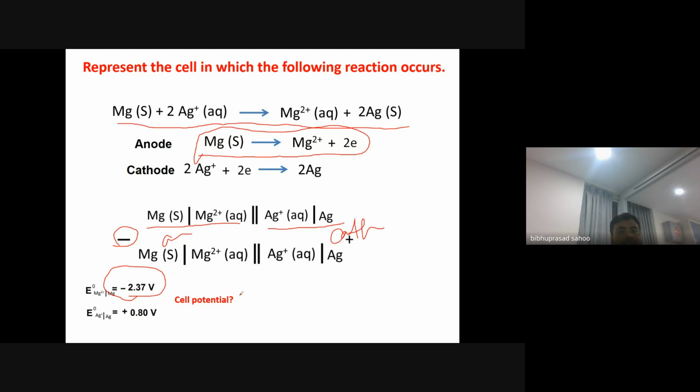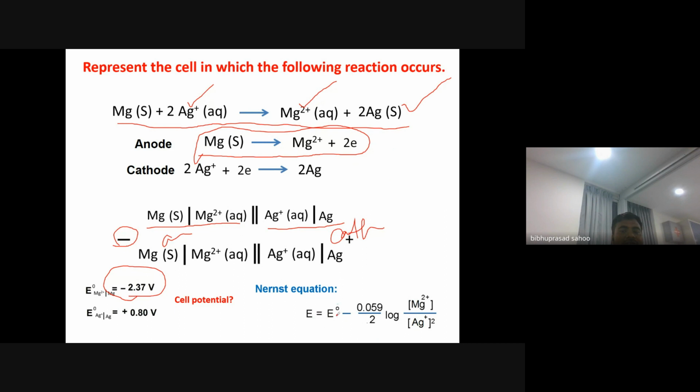Student, what is the cell reaction? This is the cell reaction. Which ionic species are present in the reactant? Ag plus. Which ionic species are present in the product? Mg2 plus. So student, this is the last equation, E equal to E naught.